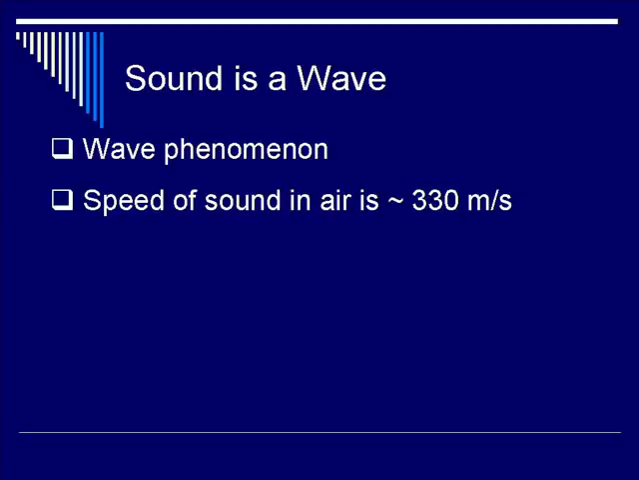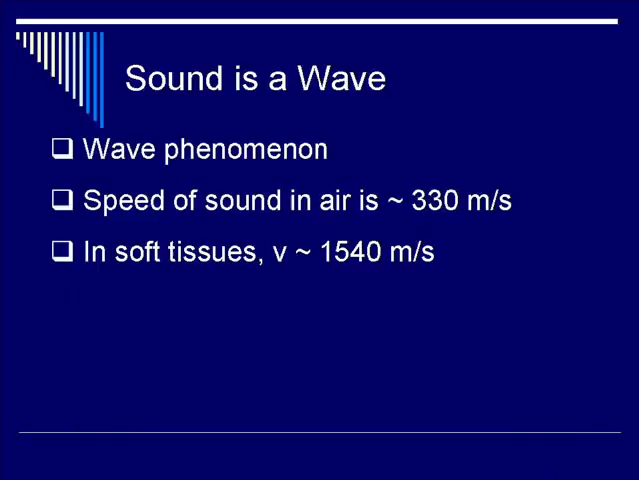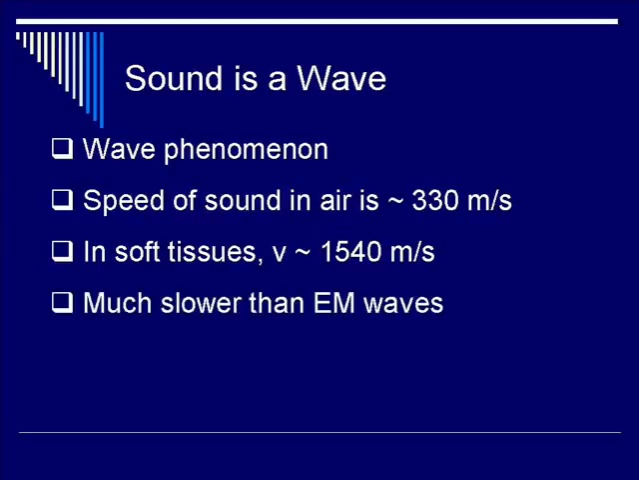In air, the speed of sound is 330 meters per second. In the next picture, you see a picture of a fighter jet breaking the sound barrier. However, it's interesting to note that in soft tissues, ultrasound actually travels at a much higher speed of 1,540 meters per second. This makes it traveling close to Mach 5.